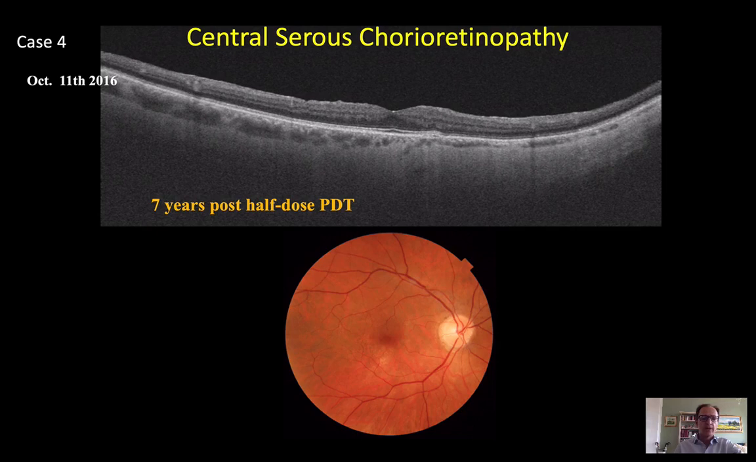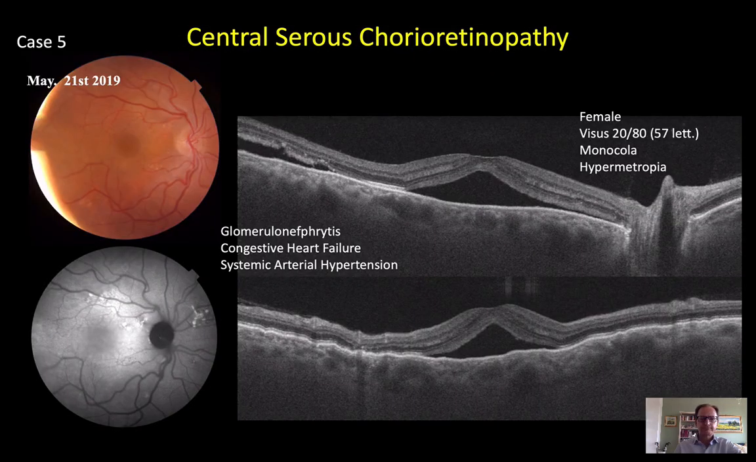And this is the follow-up at 7 years after half-dose PDT. So there was a persistent complete resolution of the fluid. There was no damage due to the photodynamic therapy. This is the last case, case number 5. This is a very unusual case because it was a female patient who was referred to us because of a decrease in visual acuity, 20/80, in her only eye, because the other eye was amblyopic.